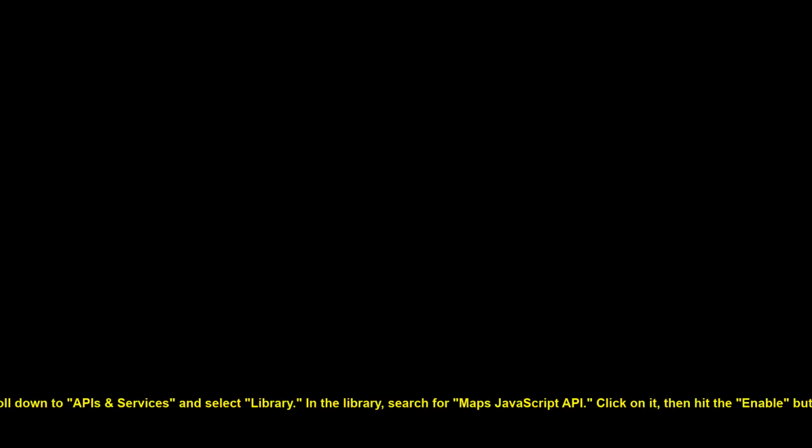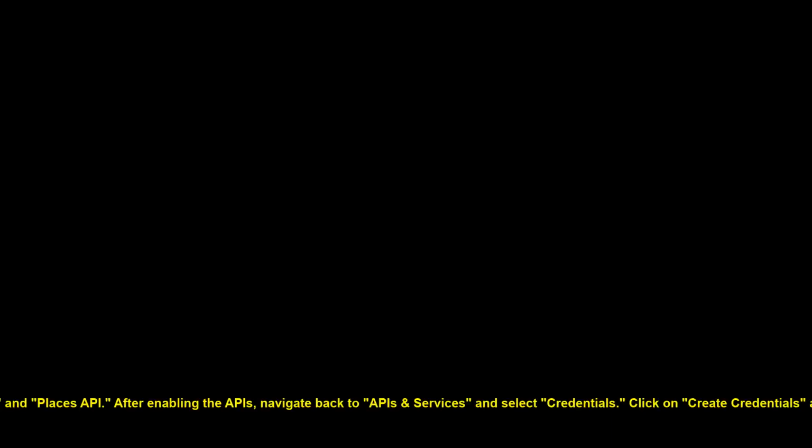Scroll down to APIs and Services and select Library. In the library, search for Maps JavaScript API. Repeat this process to enable the Geocoding API and Places API. After enabling the APIs, navigate back to copy this key and keep it secure.